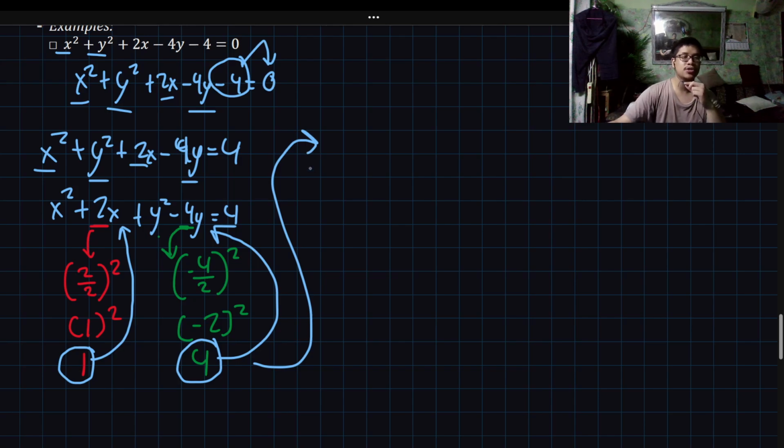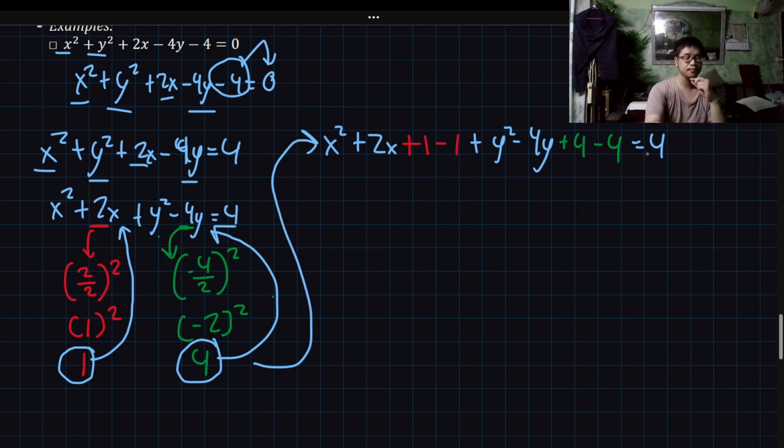Here we will have x squared plus 2x. Then again, beside 2x, you will have positive negative 1, so you will have plus 1 minus 1. Let's proceed. Plus y squared minus 4y. Then again, we have positive 4 as the result, so we will have plus 4 minus 4. That is equal to 4. That's it. Then what are we going to do?